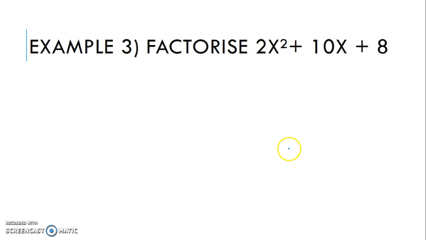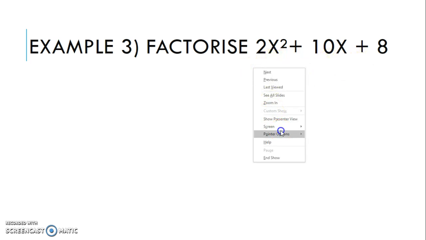Example 3, factorize 2x squared plus 10x plus 8. You can pause the video and give it a go yourself. Alright, welcome back. What we have now is 2x squared plus 10x plus 8. The first thing that we're going to do, can't make it thicker, well, we're going to take out a common factor of 2 first.